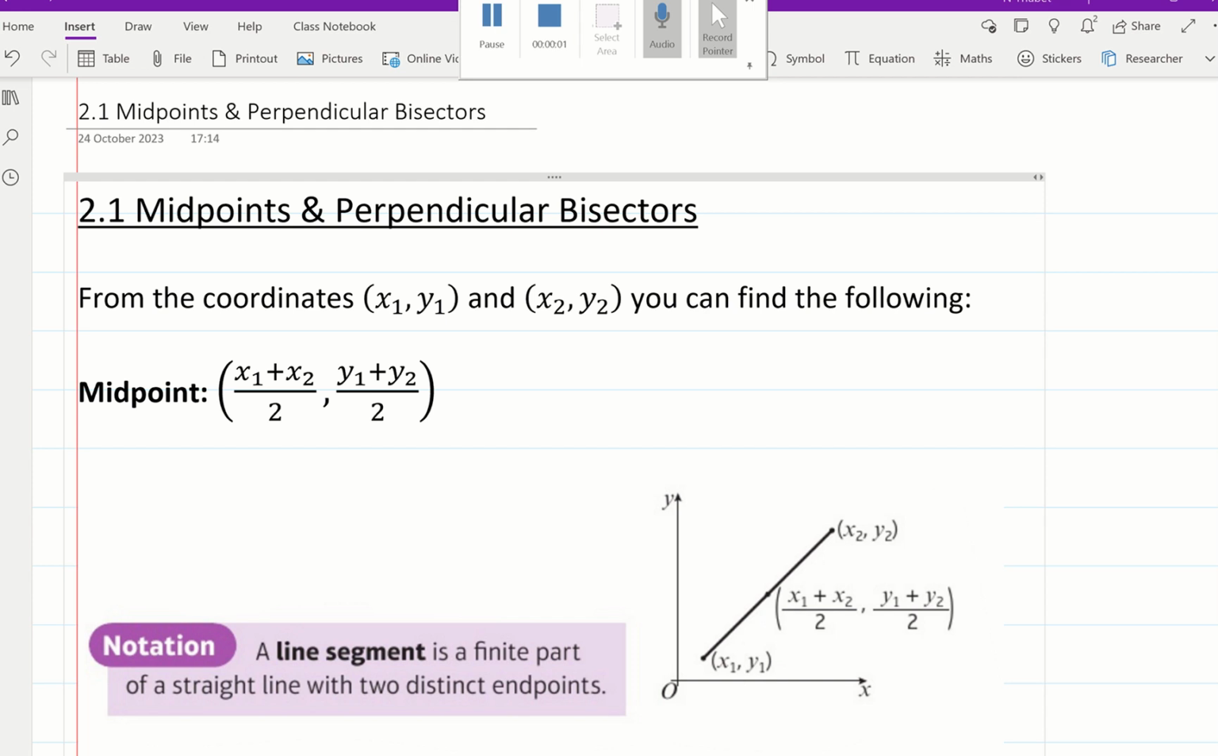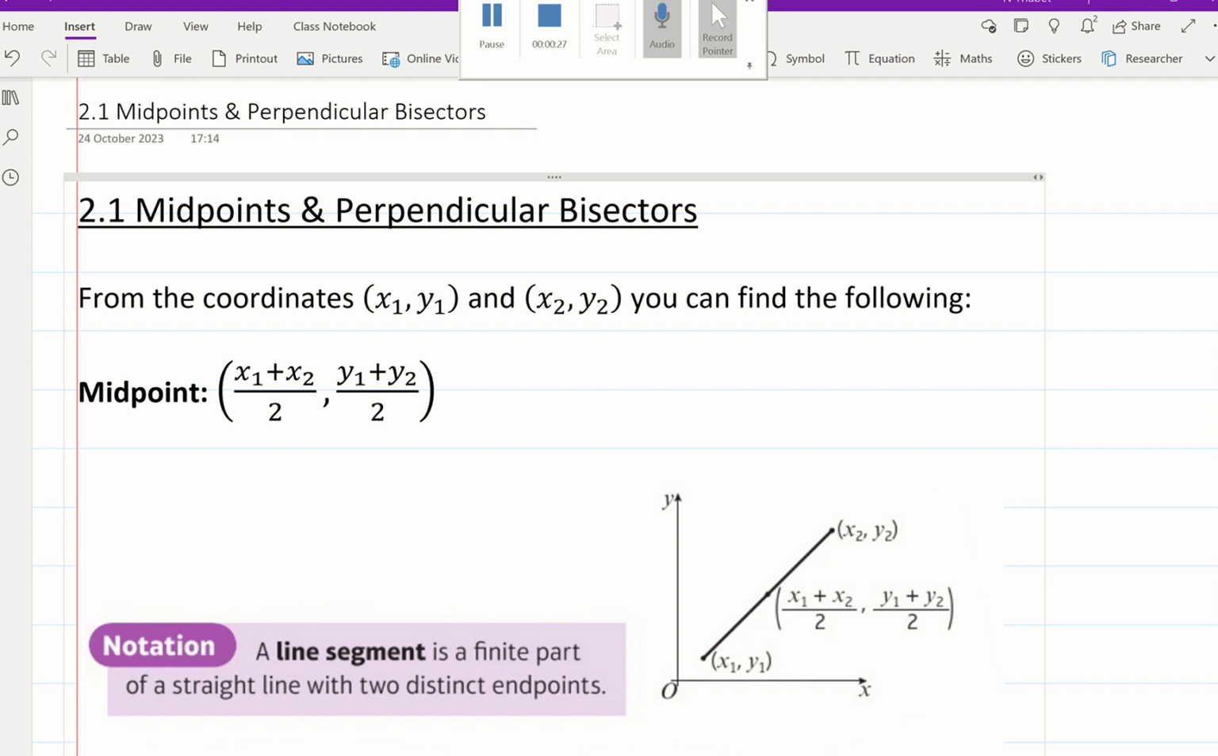So in this video, I'm going to be looking at P2, Chapter 2 and Section 2.1, which is again a revision of IGCSE material, and it's particularly focusing on the formula for finding the midpoint between two coordinates, which are 2 points on a straight line. And the distance between those two coordinates is called a line segment.